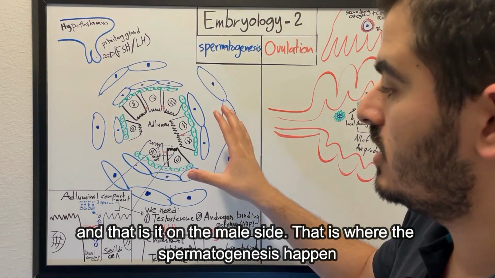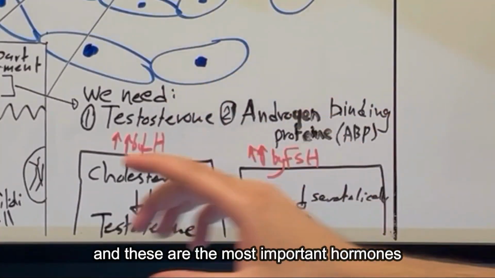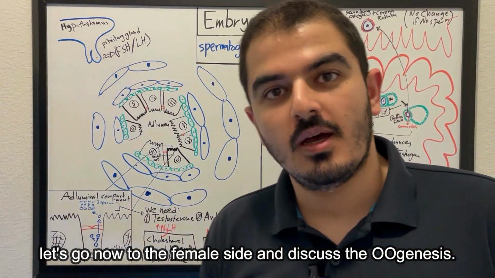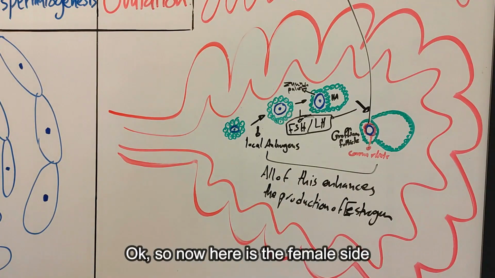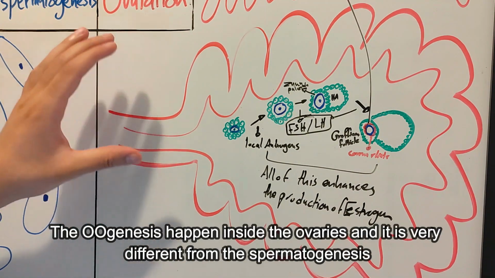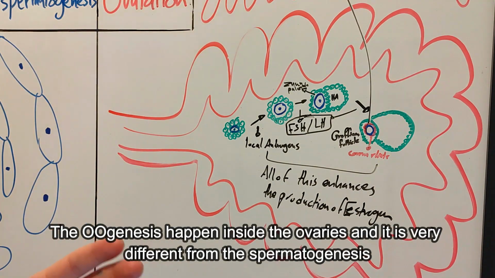That's where the spermatogenesis happens, and these are the most important hormones, and this is the most important cell. Let's go now to the female side and discuss the oogenesis. Okay, so now here is the female side. The oogenesis happens inside the ovaries, and it is very different from spermatogenesis.